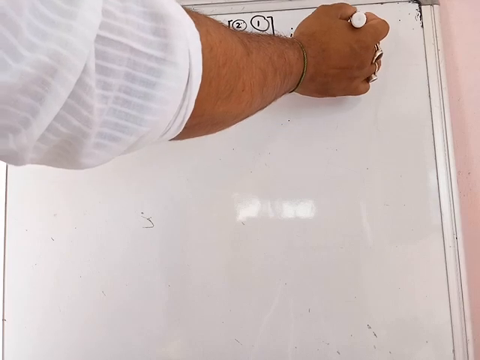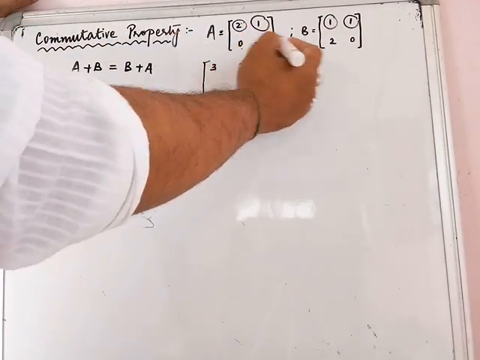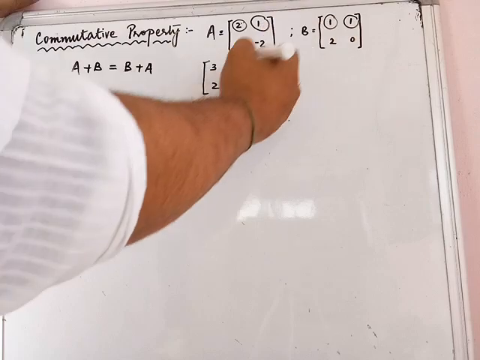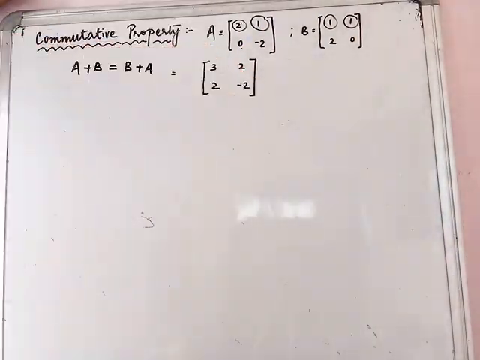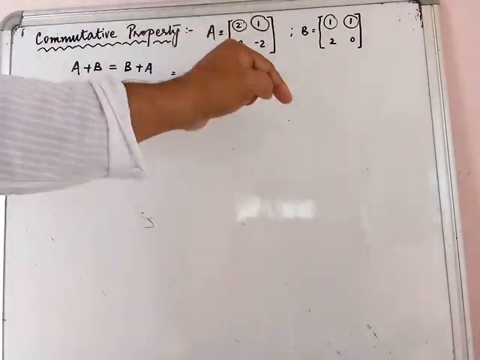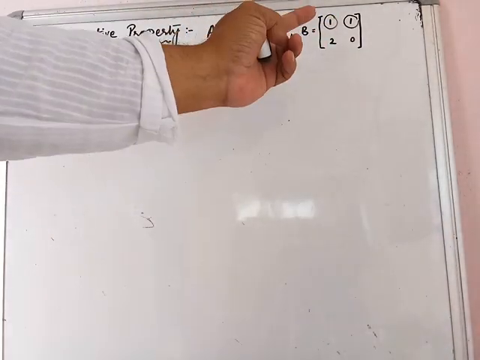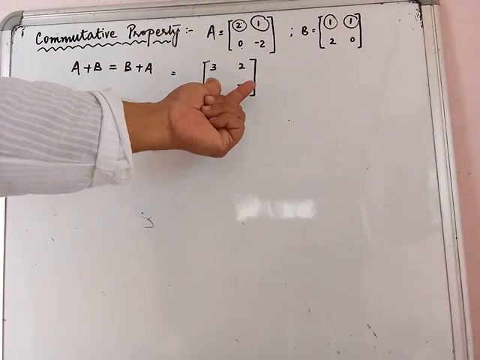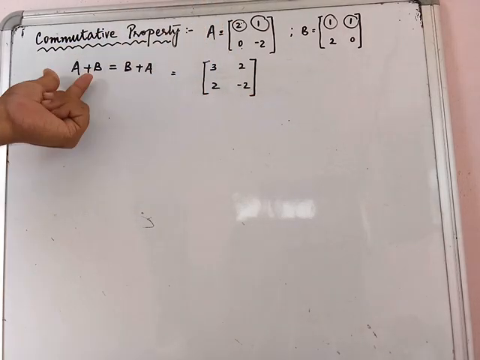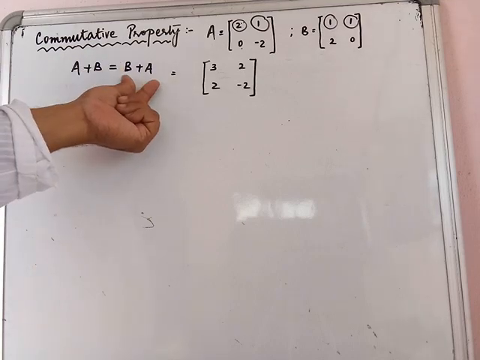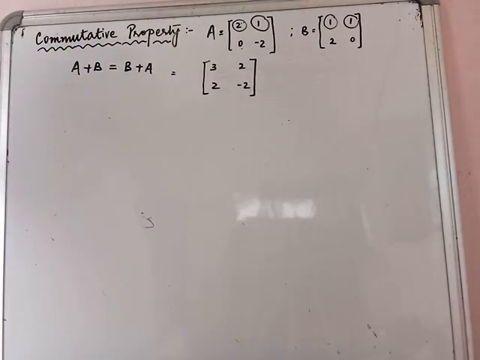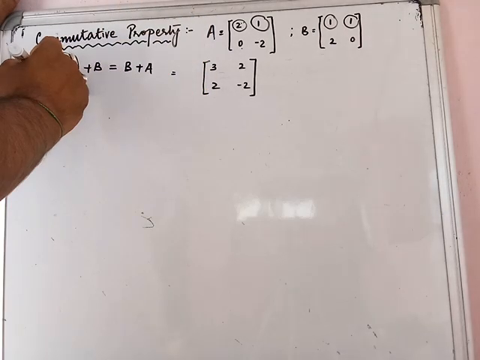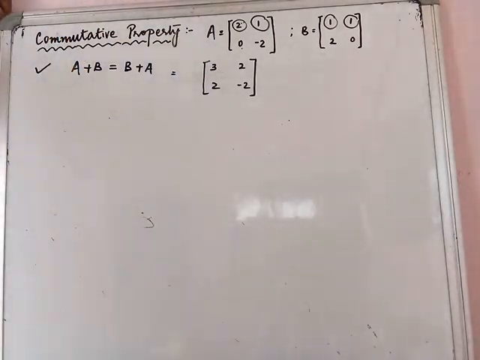Similarly, this entry will get added with this, so you will get a 2. Similarly, this 0 with 2, so you get a 2, and minus 2 with 0 will give you this. Even if you put A in the first place plus B in the next place, or you reverse the order, you are still going to get this as the addition of the two matrices. So whether it is A plus B or B plus A, you will get the same answer. That means the commutative law is applicable for matrix addition. For matrix addition the commutative property holds true.